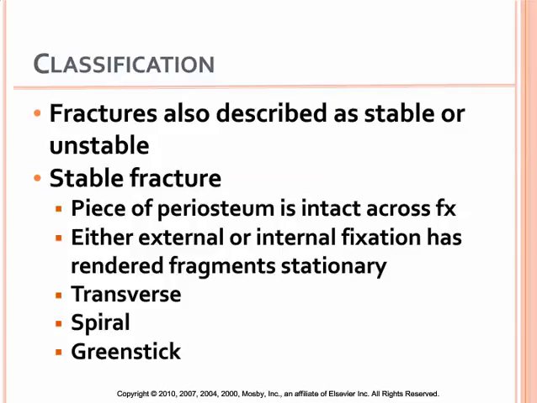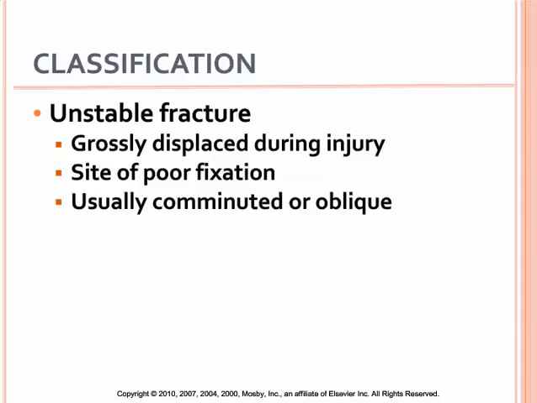Fractures can also be described as stable or unstable. A stable fracture, there's still a piece of the periosteum intact across the fracture. And with this, either internal or external fixation can render the fragment stationary. Other stable fractures include transverse, spiral, and greenstick fractures. Unstable fractures are grossly displaced during the injury, or there's a poor fixation, and usually these are comminuted or oblique.